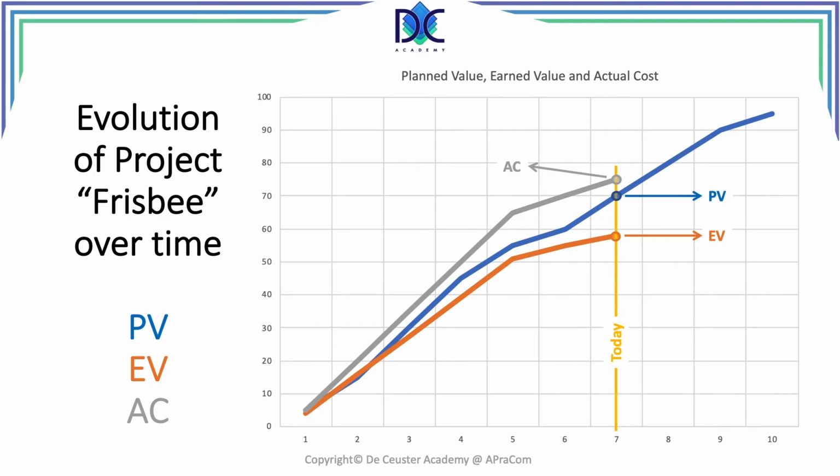The actual cost is around 75K, and we see that the earned value curve is below the blue curve, which means that our project is behind schedule. On the other hand, we see the gray curve, which gives us the actual cost, which is higher than the earned value, which means that we are overspending. Our project Frisbee is not doing well. We are behind schedule and over budget.